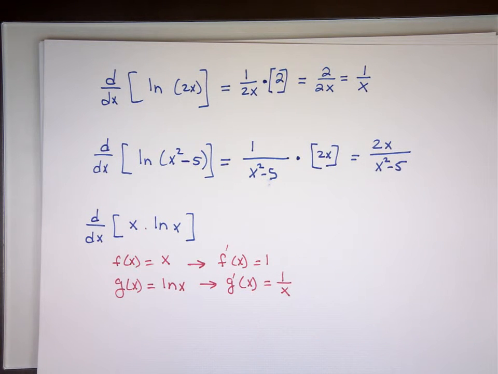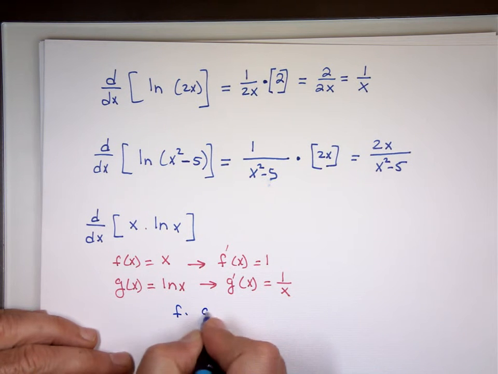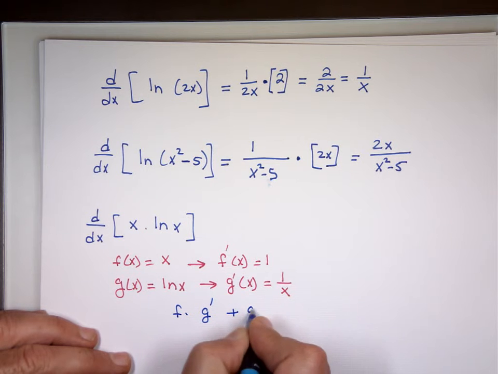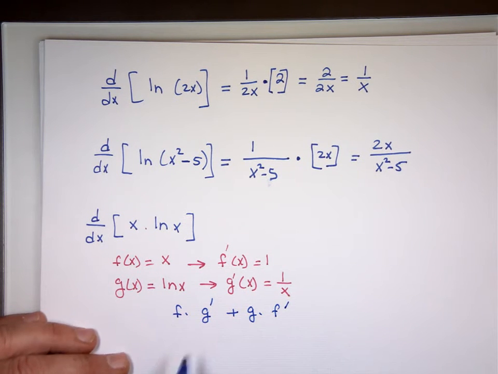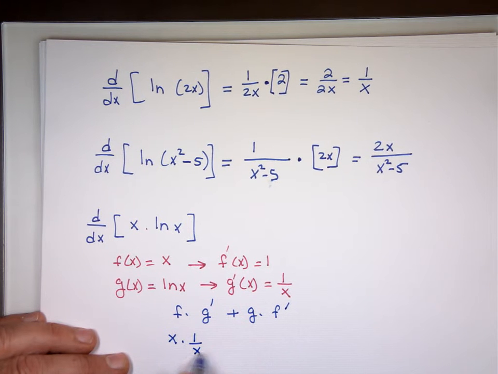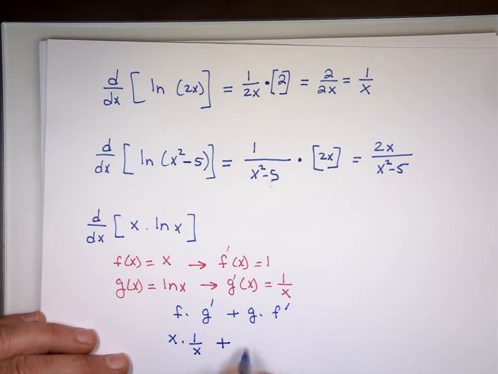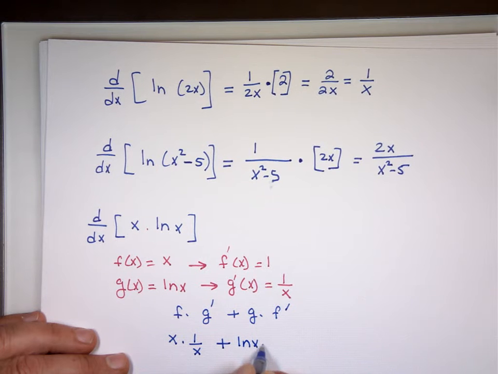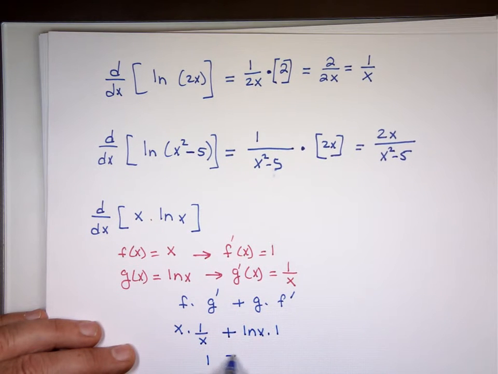So the answer to this is going to be f times g prime plus g times f prime. f is x, g prime is 1 over x. Add to it the natural log of x times the 1. That's 1 plus the natural log of x.